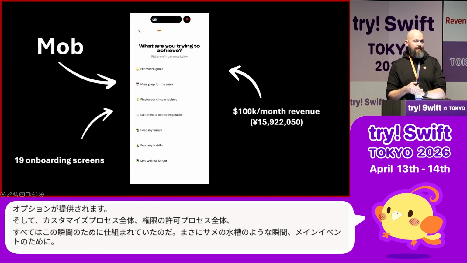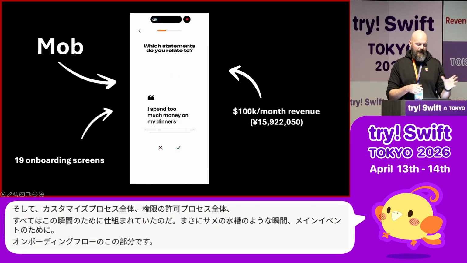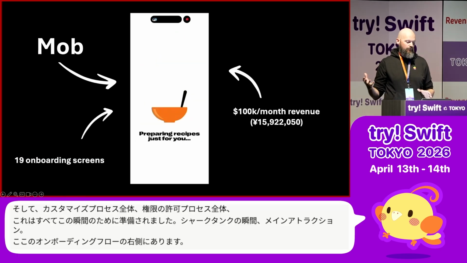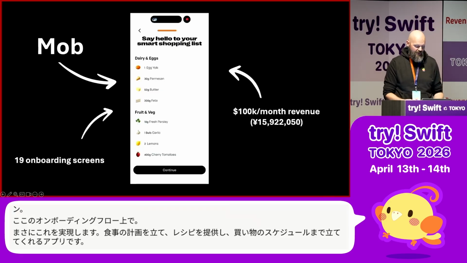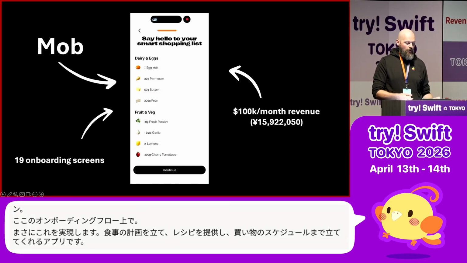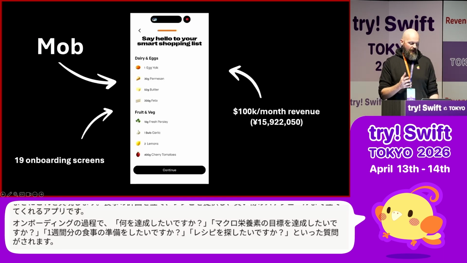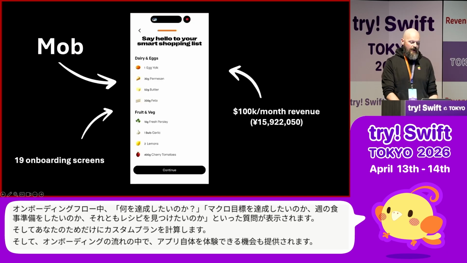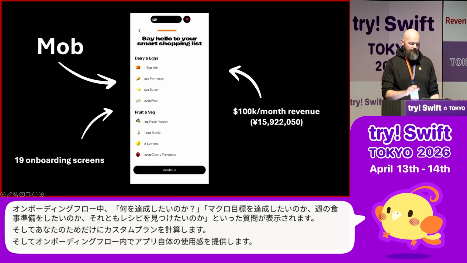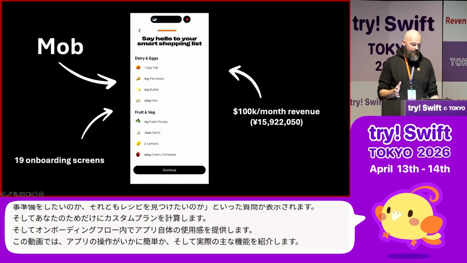An app called Mob does exactly this. It's an app that plans your meals, gives you recipes, and even schedules your shopping for you. During the onboarding flow, it asks questions like, what do you want to achieve? Are you looking to hit macro goals, doing meal prep for the week, or finding recipes? And it calculates a custom plan just for you. And then it gives you a taste of the app itself, right within the onboarding flow. It demonstrates how easy the app works and shows you the actual main features. This app is doing $100,000 a month in revenue. That's around about 16 million yen a month.